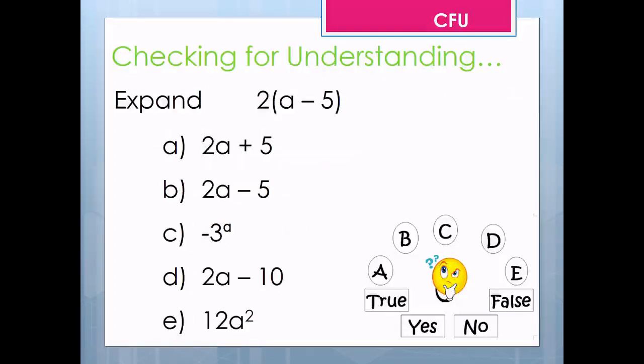And then the lucky last one's got a bit of a negative in it again, except we're going to go 2 times a and 2 times negative 5. Now, where'd that negative come from? I'm going to keep that negative with the number. So 2 times a plus 2 times negative 5.